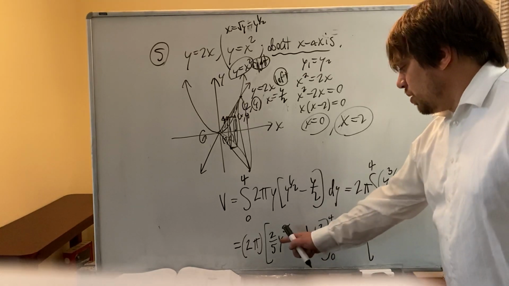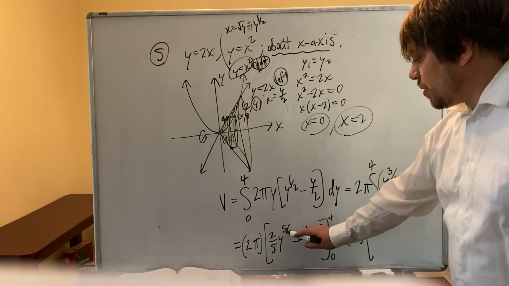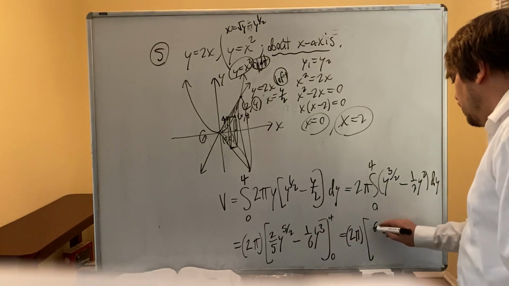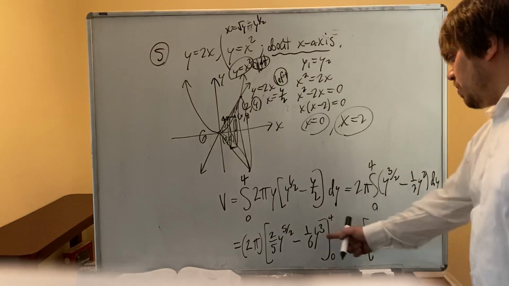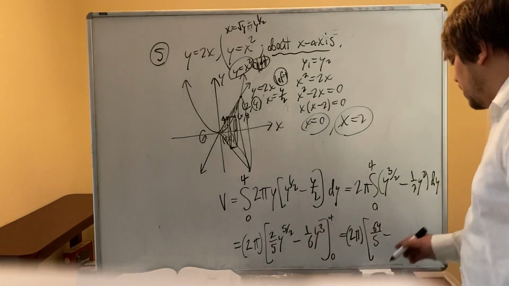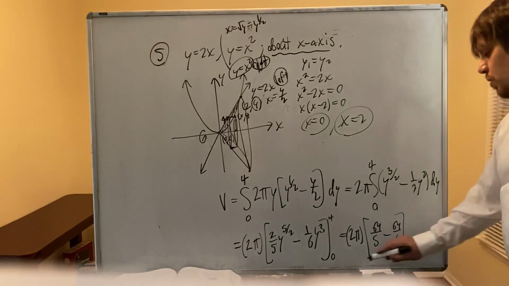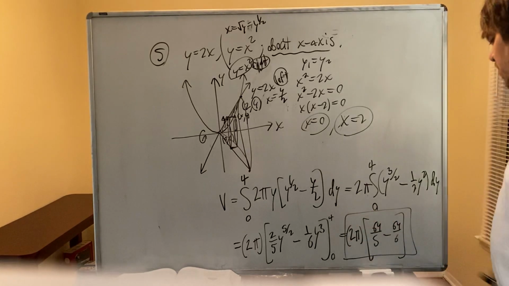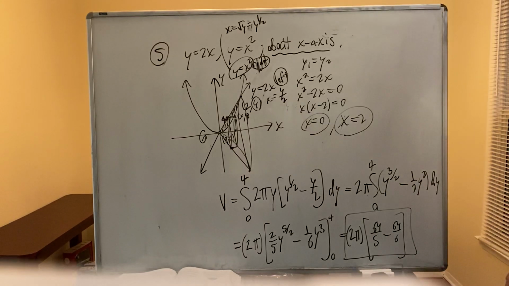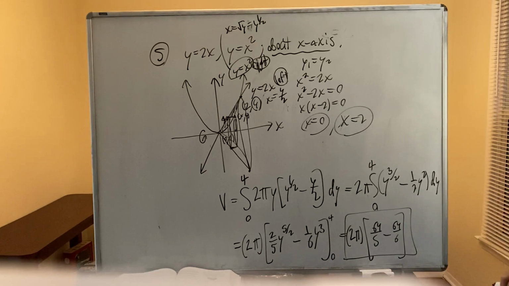So when you plug in 4, you get the square root of 4, which is 2. 2 to the 5th power is 32. 32 times 2/5 is 64 over 5, minus, plugging in 4 here, 4 cubed is 64 over 6. So the answer is 2 pi times 64 over 5 minus 64 over 6. You can simplify that if you want a little bit. I could write this as one fraction and multiply it. We can stop there.